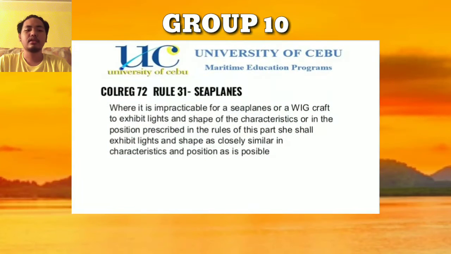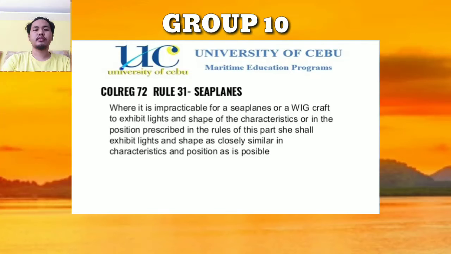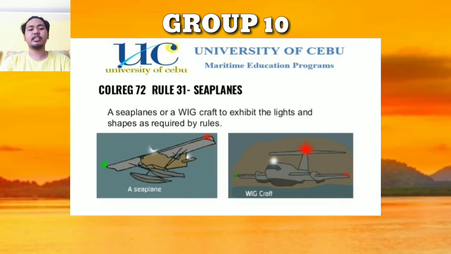Next slide. COLREG 72, Rule 31: where it is impracticable for a seaplane or a WIG craft to exhibit lights and shapes of the characteristics or in the positions prescribed in the rules of this part, she shall exhibit lights and shapes as closely similar in characteristics and position as is possible.